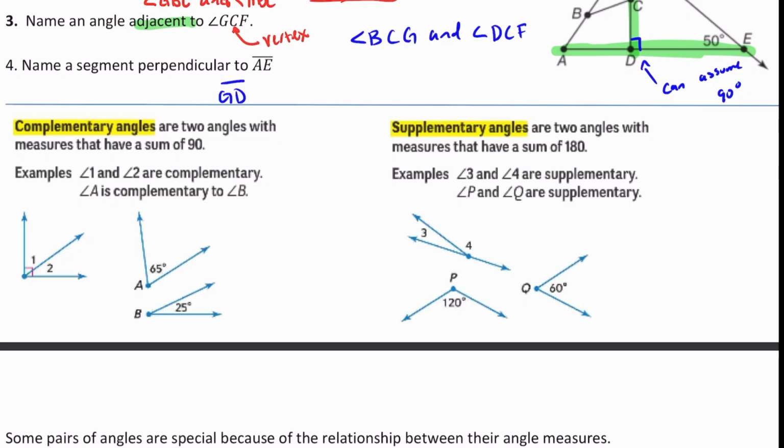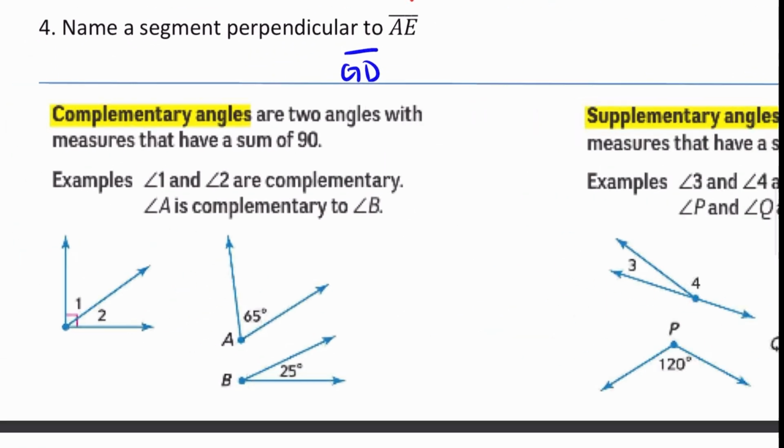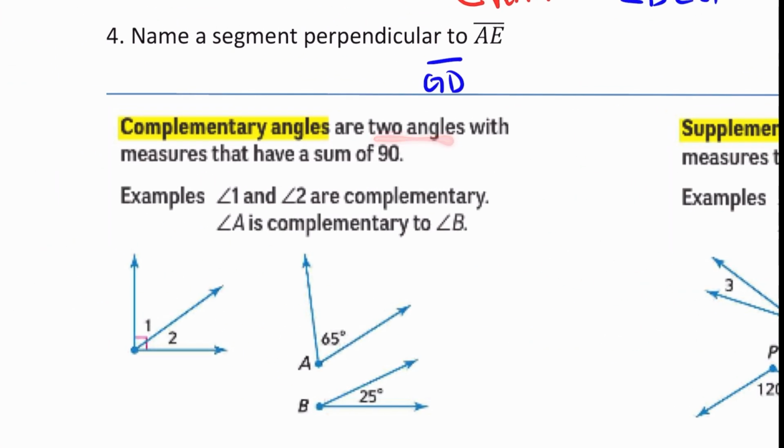Complementary angles are two angles with measures that have a sum of 90 degrees. Again, you have to have two angles that add up to 90 degrees. That's what sum means. It means add in mathematics. So here are some examples.